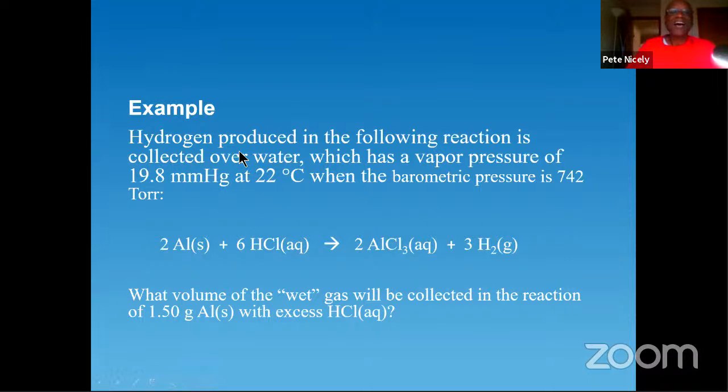So the question says, hydrogen produced in the following reaction is collected over water, which has a vapor pressure of 19.8 millimeters mercury at 22 degrees Celsius, when the barometric pressure is 742 torr, and it gives you the balanced equation, fortunately. They could have given you an unbalanced equation, or they could have given you the description of the equation, and you'd have to figure out the equation. But in this case, they were kind enough to provide the balanced equation. So the question is asking, what volume of the wet gas will be collected in the reaction of 1.50 grams aluminum with excess HCl, all right?